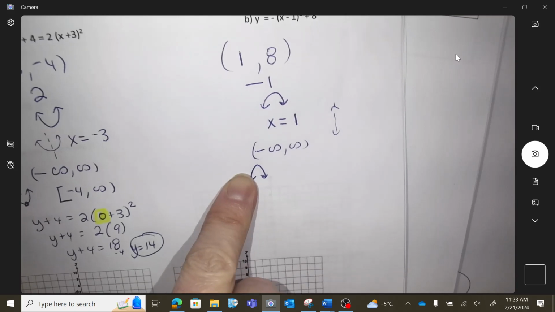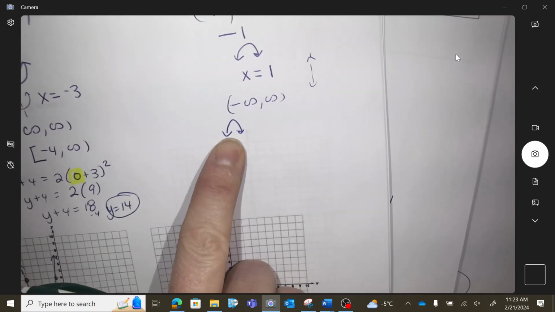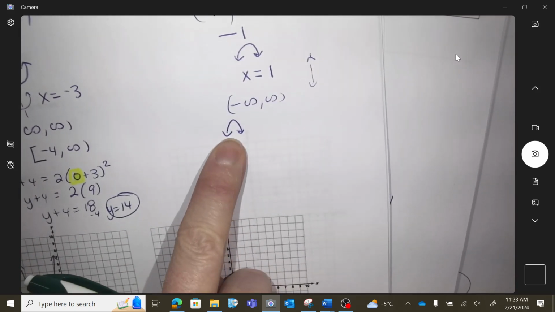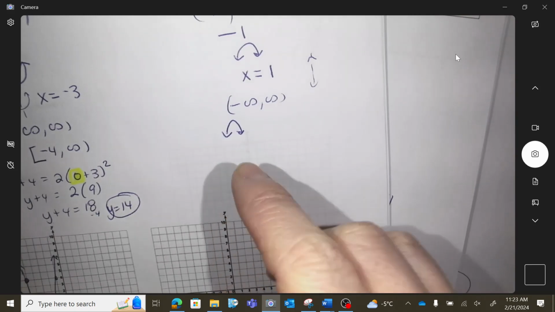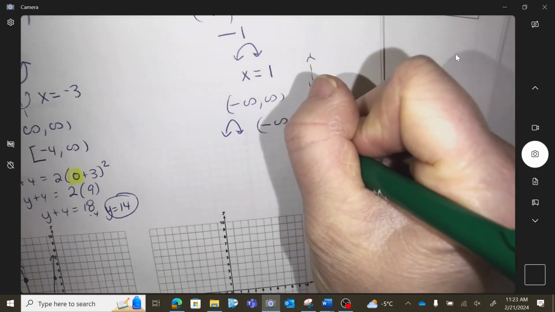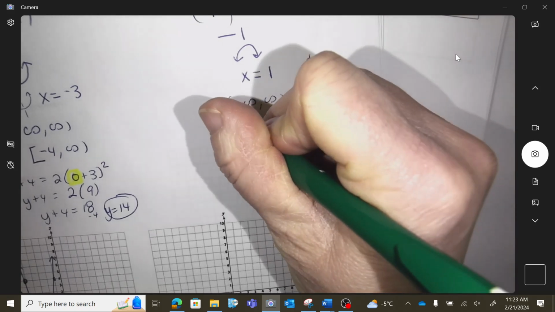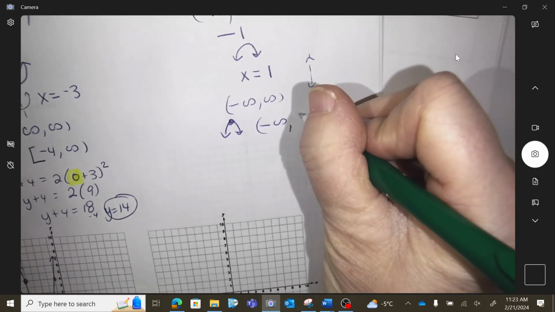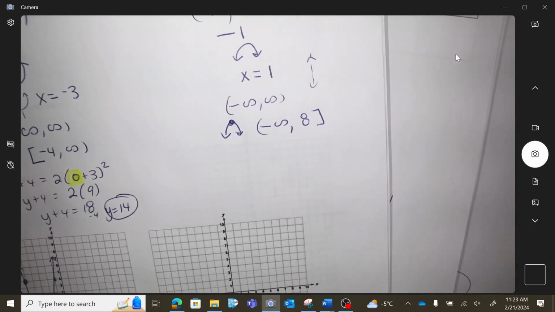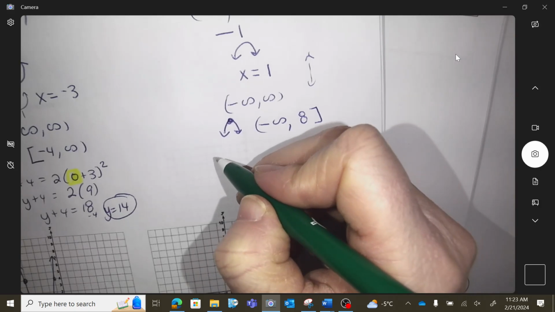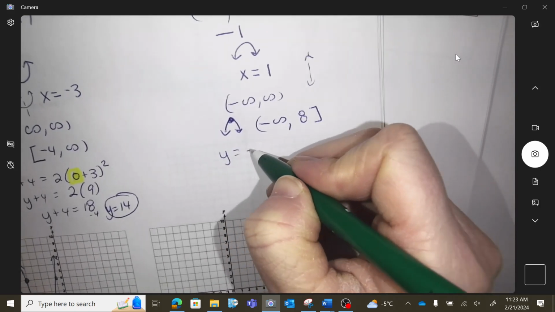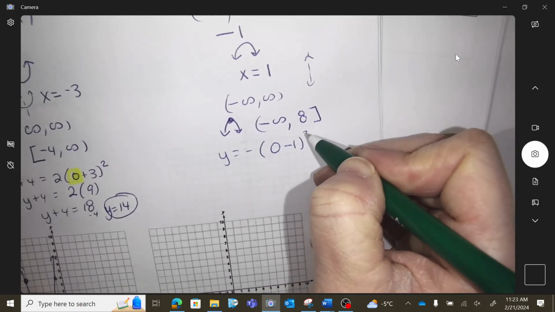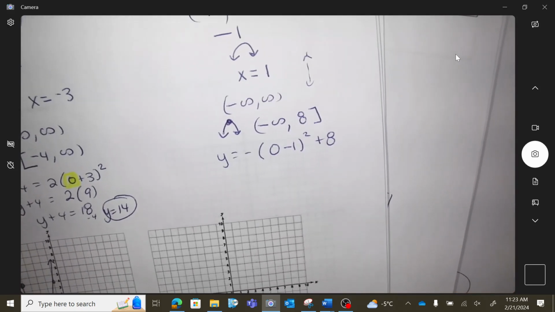Range, you have to understand your visual. So what's this visual's lowest? Negative infinity to the highest max. This would be a max of, and then you find the height. There's the 8. The y-intercept, we said let's make x 0 is what we said.